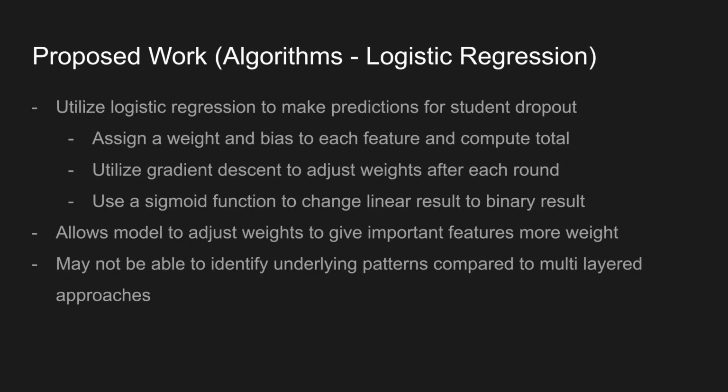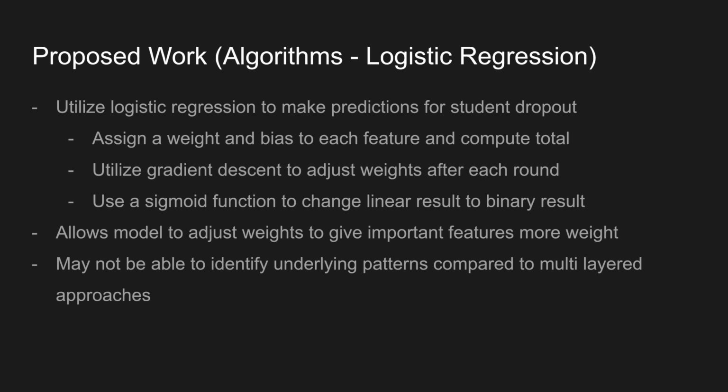So for our algorithms, we also chose to implement logistic regression. Logistic regression is a classification algorithm where we predict a binary result. In this case, we want to predict if a student will drop out or not. This is very similar to linear regression, which is not a classification algorithm, and uses many of the same techniques, including assigning weights and biases to each feature in order to predict the value. It also utilizes a gradient descent algorithm to update the weights and biases based on the algorithm's accuracy to better fit the data in future rounds.